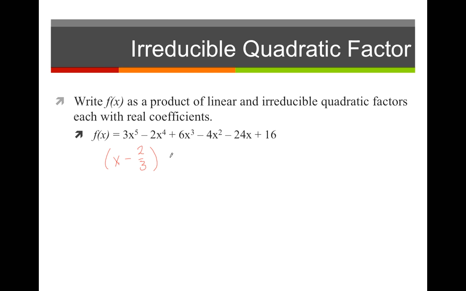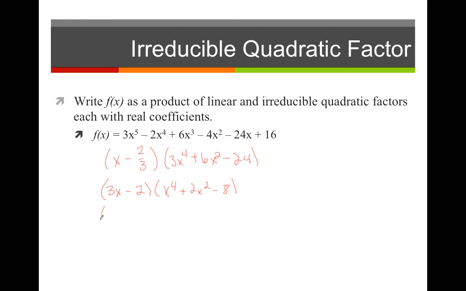And then you're left with 3x to the 4th plus 6x squared minus 24, which you could factor a 3 out of, and depending on where you want to put it, I kind of like to put it right here. I can take out a 3 here, right? 3, 6, and 24. I can factor that out. I'd be left with x to the 4th plus 2x squared minus 8.